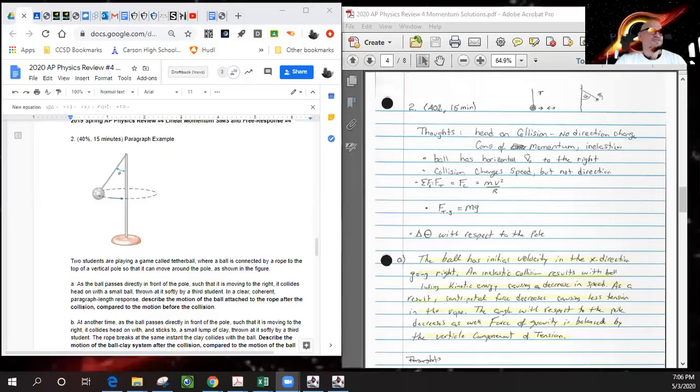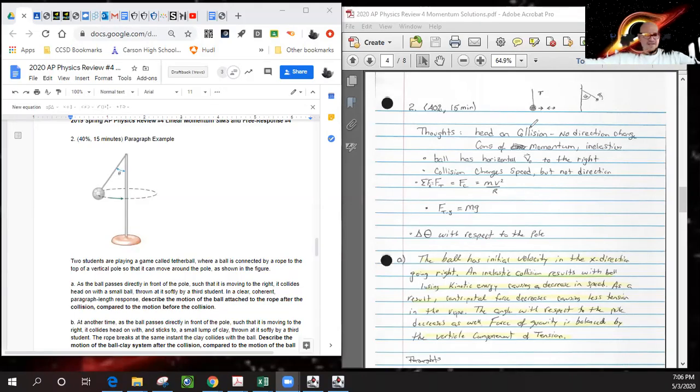Okay, so some thoughts here to think about as we do this. Let me put this up here a little bit. So head-on collision. Now, when it's a head-on collision, that means it's kind of like cars on a track.